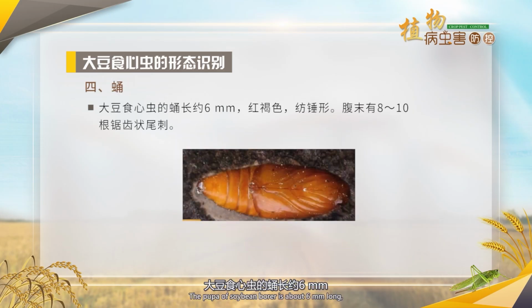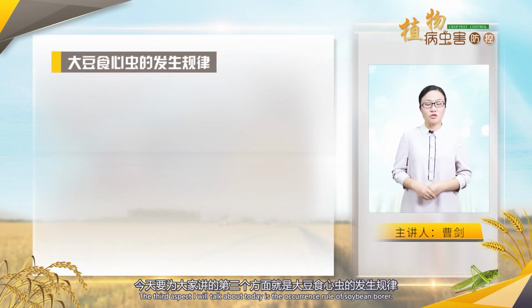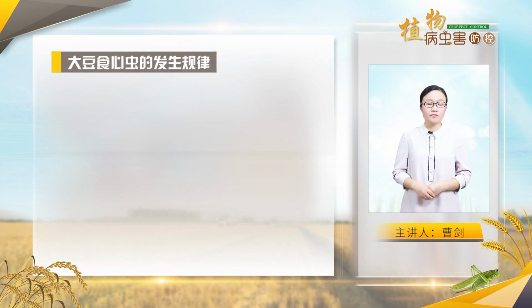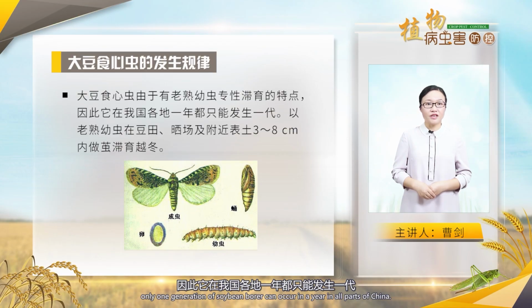The pupa of soybean borer is about 6 millimeters long, reddish-brown, spindle-shaped. There are 8 to 10 serrated tail spines at the end of the abdomen. The third aspect I will talk about today is the occurrence rule of soybean borer. Due to the characteristic of obligatory diapause of mature larvae, only 1 generation of soybean borer can occur in a year in all parts of China.